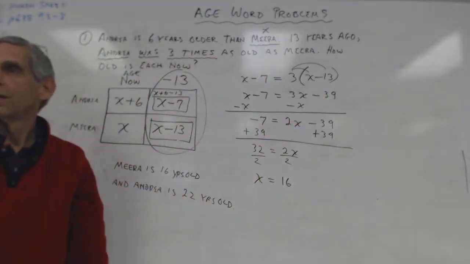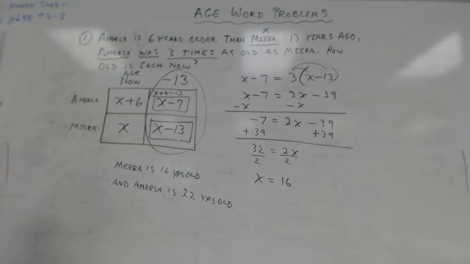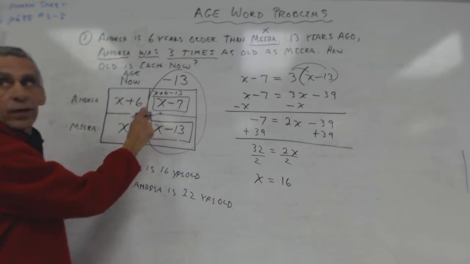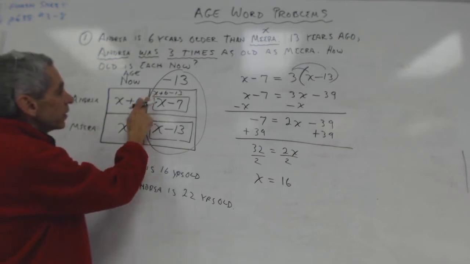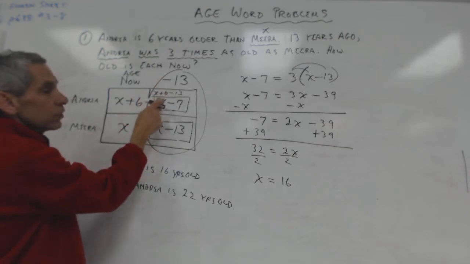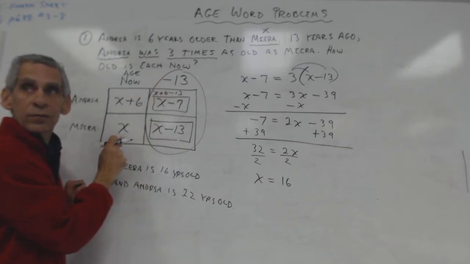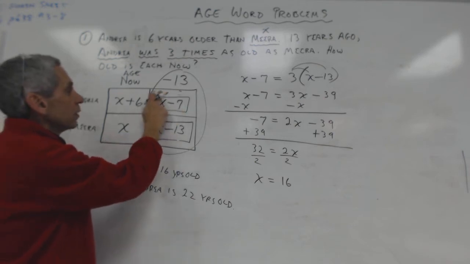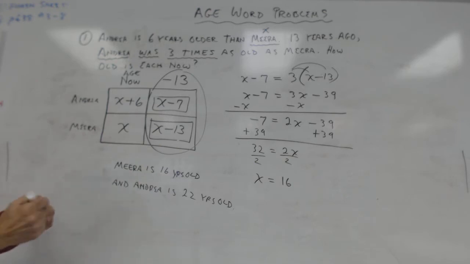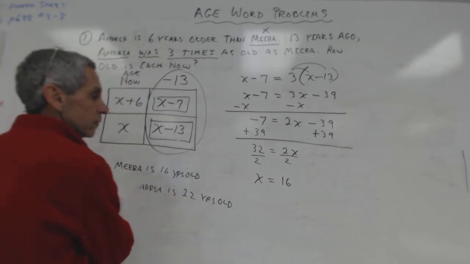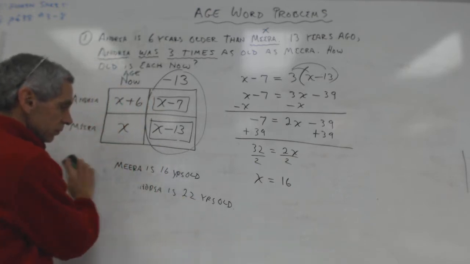Wait, why'd you write x plus 6 minus 13? Because that's how I got x minus 7. Somebody asked me how I got that. I did x plus 6 minus 13, and that gave me x minus 7. Okay? With me? I'll erase it so you don't have to see it. All right, so that's how we did it. Now let's try another one. So can I erase?